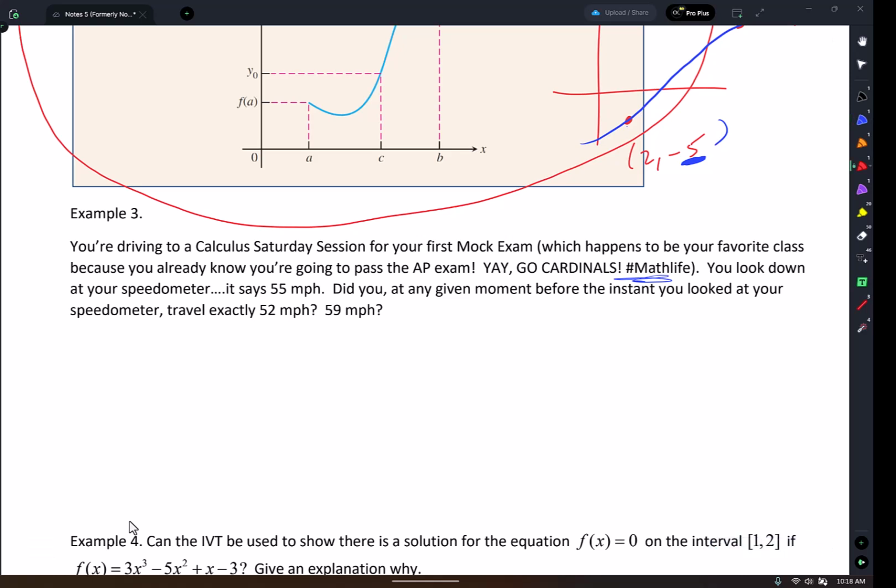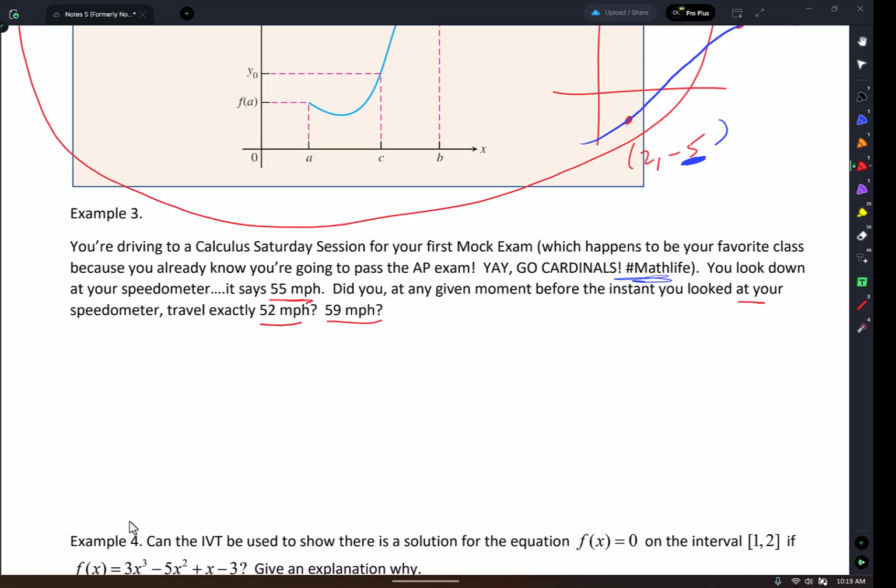You look down at your speedometer, it says 55 miles per hour. Did you, at any given moment before the instant you looked at your speedometer, travel exactly 52, 59 miles per hour? Okay, so let me tell you what the scenario is. You're driving, you look down, and it said 55. At any time before you saw that 55, were you traveling 52 miles per hour? Yes. You had to. The only way you can hit 55 is if you hit 52.